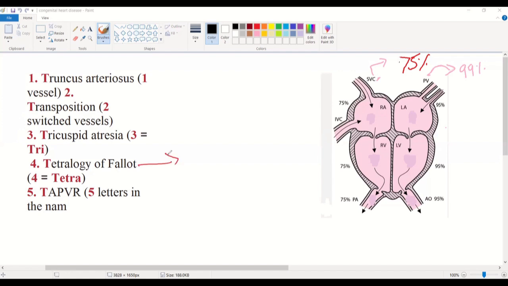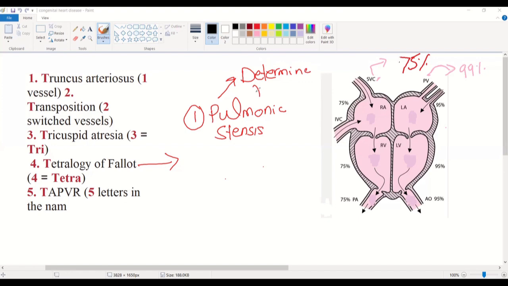Next is again the most high yield pathology in right to left shunt: tetralogy of Fallot. Can anybody tell me the components of tetralogy of Fallot? The first component is right ventricular outflow tract pulmonary stenosis, the most high yield because it determines the prognosis of the disease.